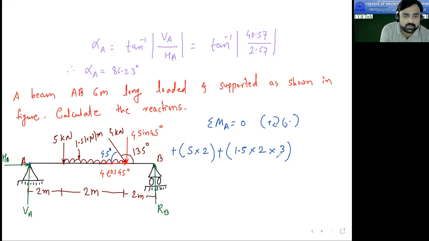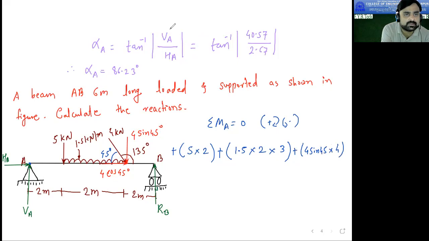Next is the moment of UDL. Next is this 4 kilonewton. Now we have resolved this 4 kilonewton into two components. This 4 cos 45, if you extend its line of action behind, will pass through point A, so this 4 cos 45 will become 0. For 4 sin 45, what is the distance? 4 sin 45 into 4, plus.